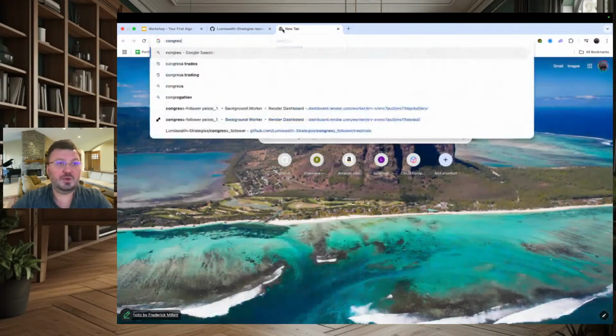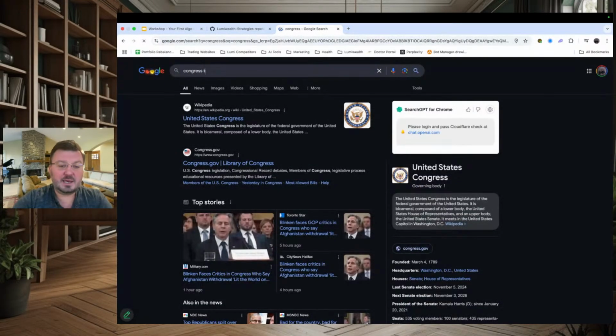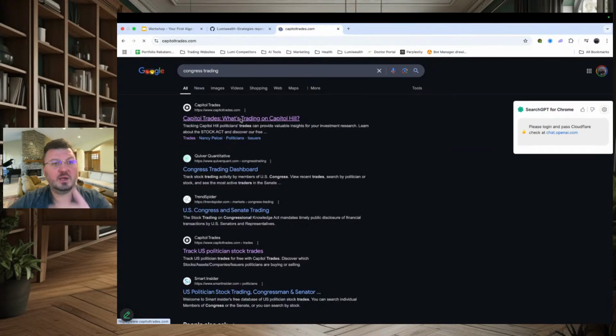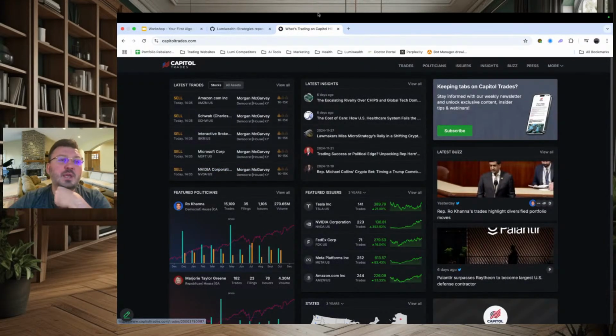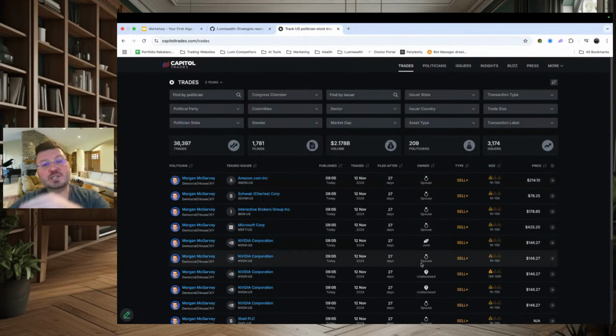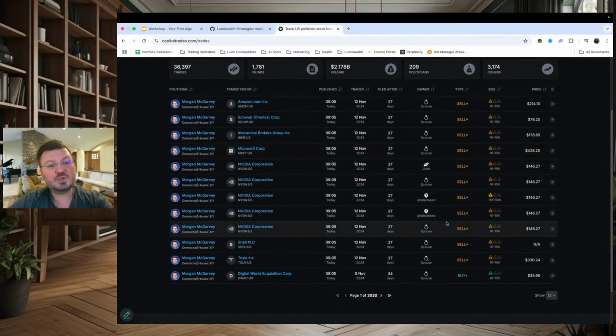If you don't know, you can actually find Congress trading through a bunch of different websites. So, for example, here's one, Capital Trades. If you go into here, you can see what politician is buying what stock or selling what stock, and you can go through all of it, right? And you can come up with an assumption of what they own.